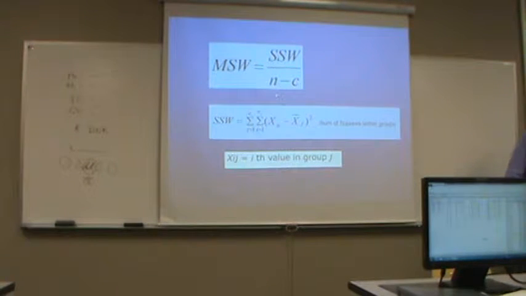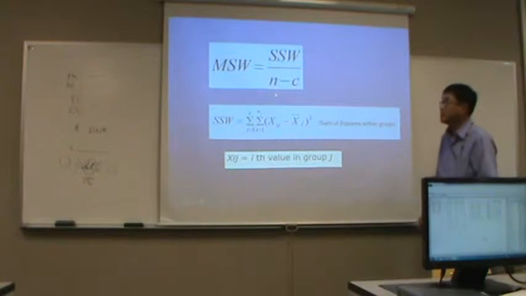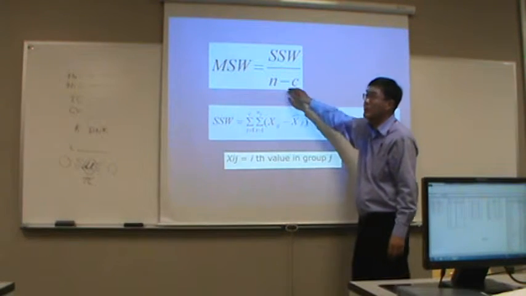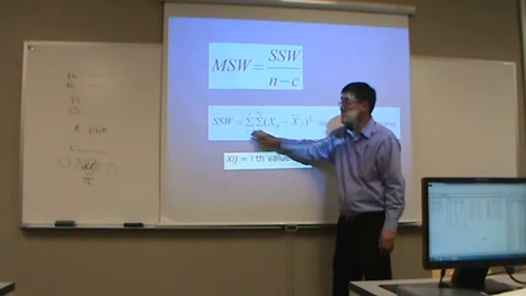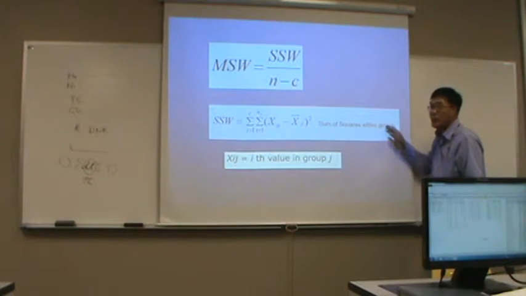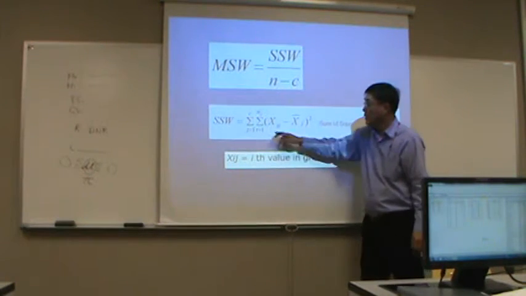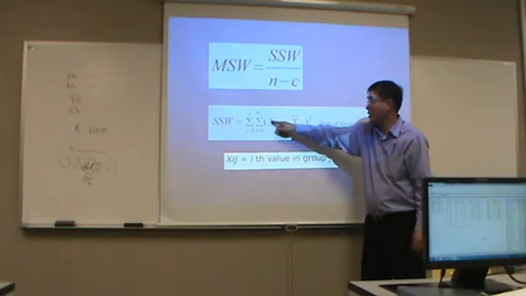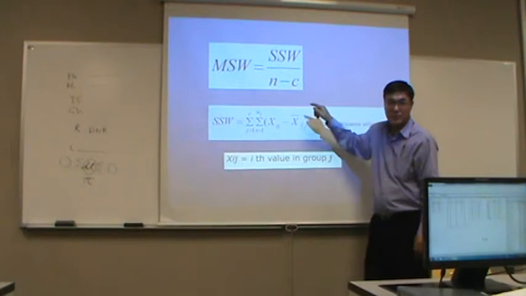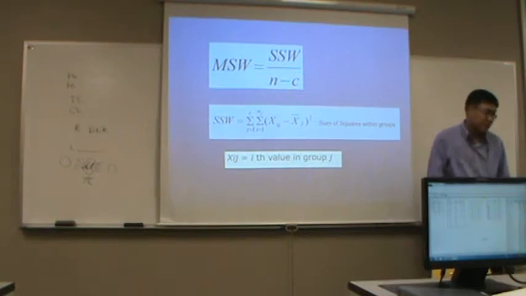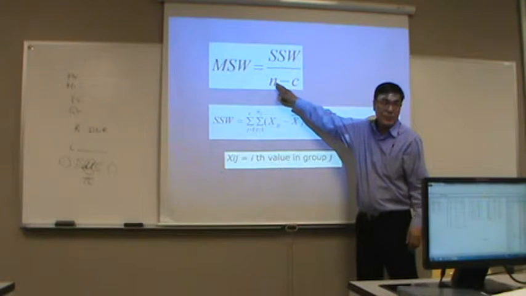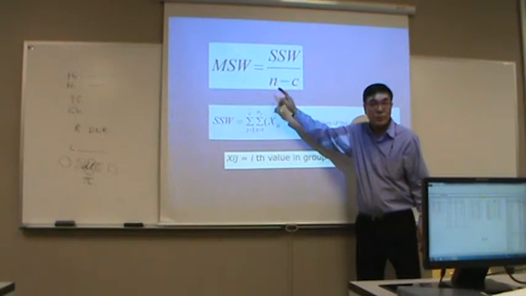And then the bottom one, denominator, MSW equals SSW divided by N minus C. SSW is sum of squares within groups: sum of each sample minus sample mean and square. Here N is total sample size.